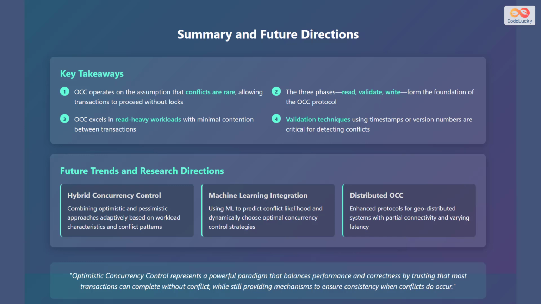In conclusion, optimistic concurrency control represents a powerful paradigm that balances performance and correctness by trusting that most transactions can complete without conflict, while still providing mechanisms to ensure consistency when conflicts do occur.